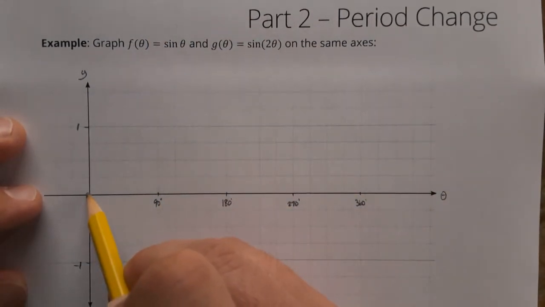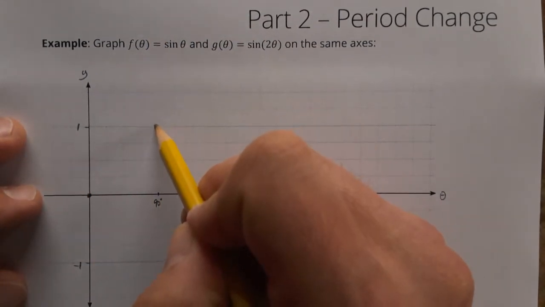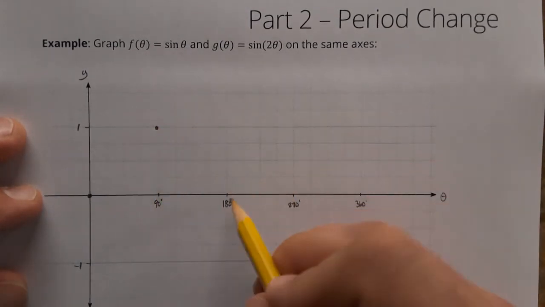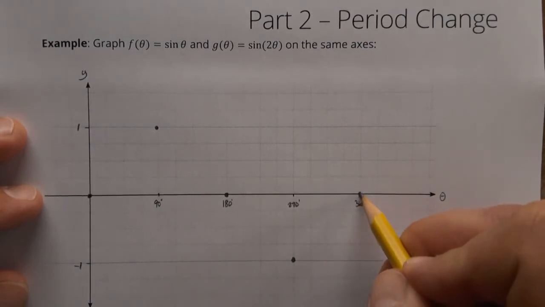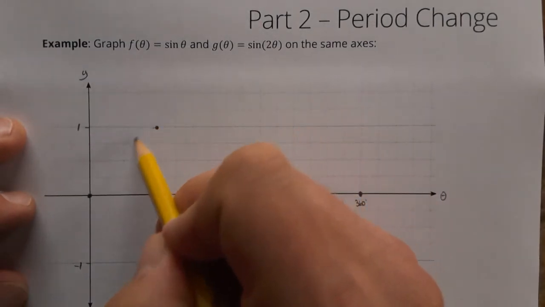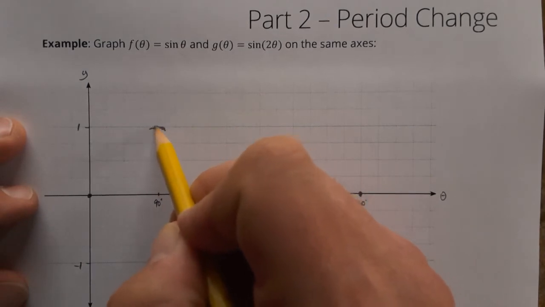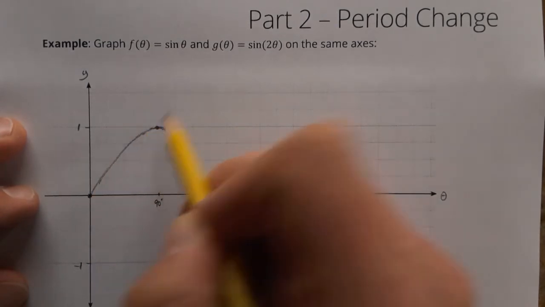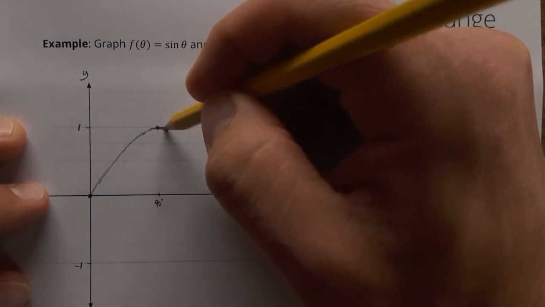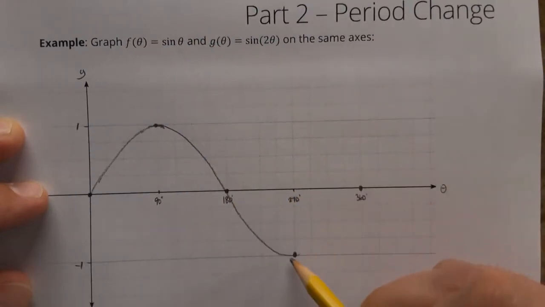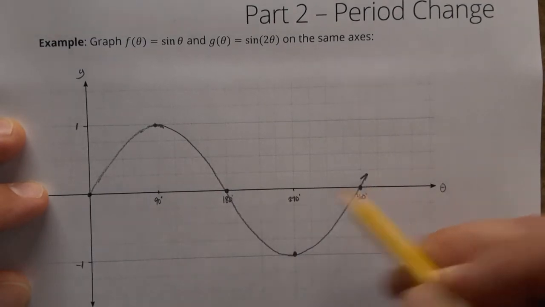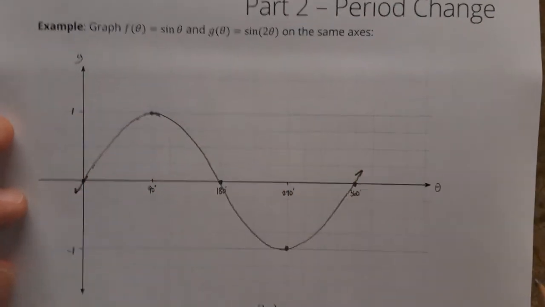Let's graph sine of theta. It starts at (0, 0). It has a peak at 90 degrees and 1, back down to 0 at 180, 270 is below the axis, and 360 is on the axis again. Okay, that looks pretty nice.